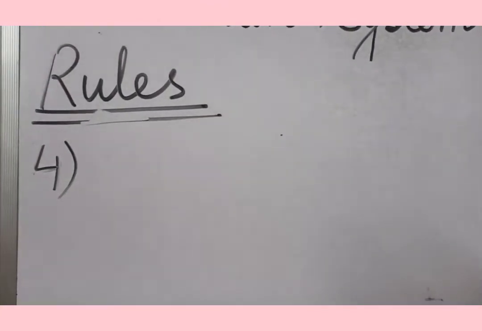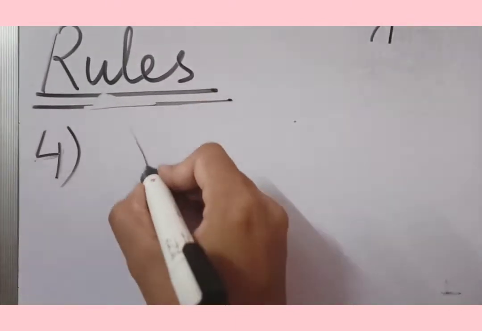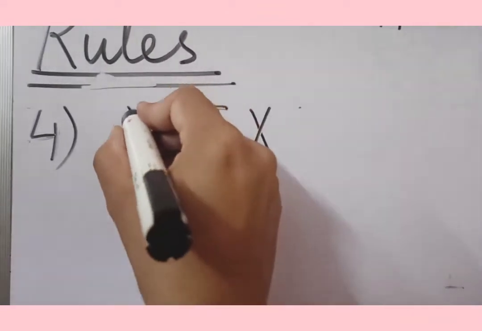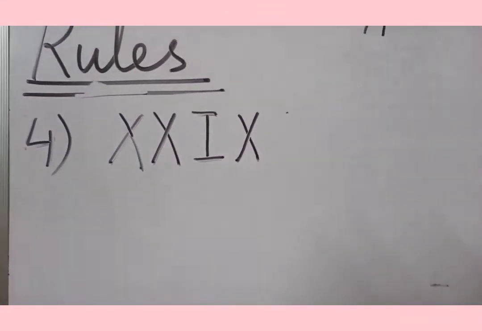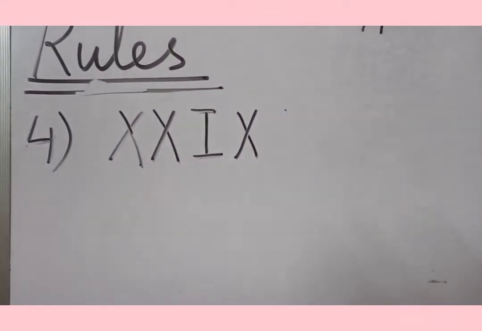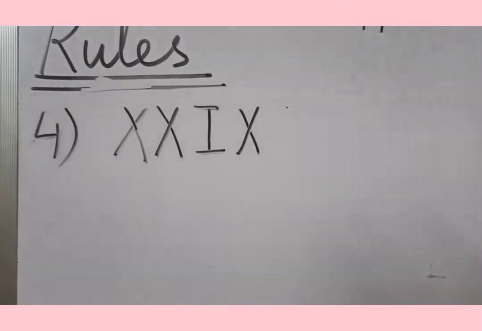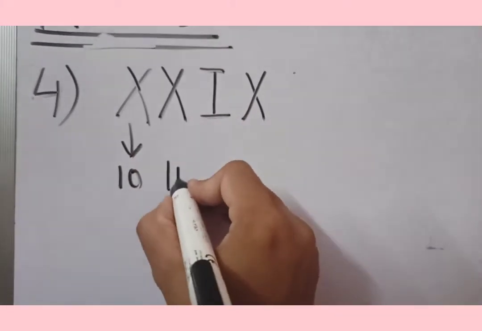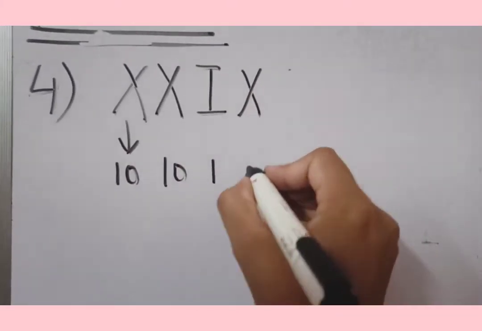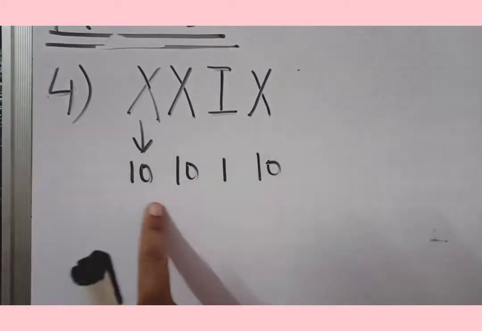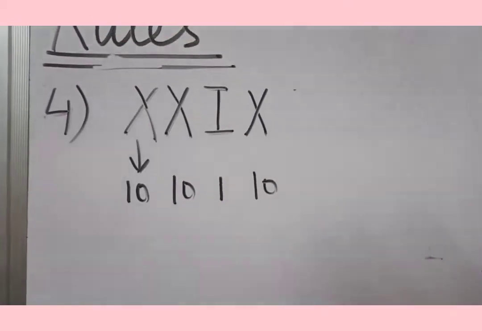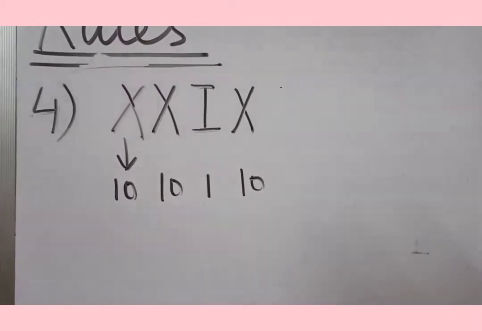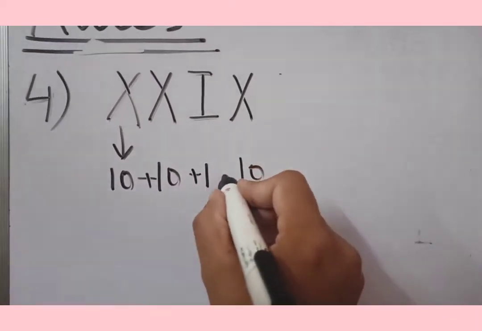Rule number 4. Now, when we are already given a Roman number and we have to find its value, it's very important to understand what we are going to do. Now you can see X representing 10, 1, 10 again, and 1, and this is 10. This can't be the answer for this number. So what we are going to do is put a sign of addition everywhere.